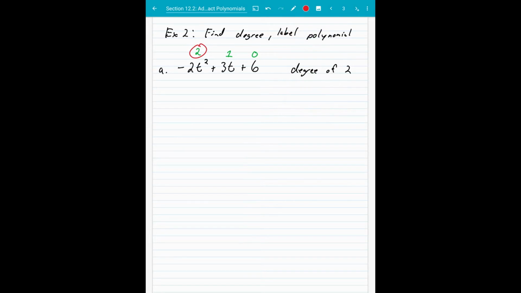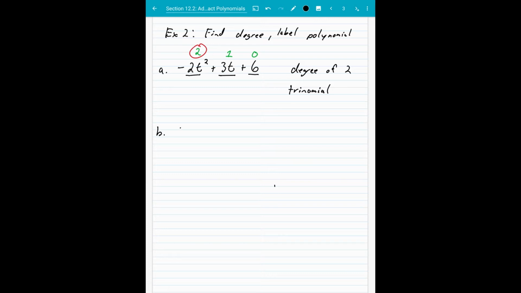So then now we look at the polynomial. Since it has 3 terms, we would say it's a trinomial. So this is a trinomial. That's a degree of 2.